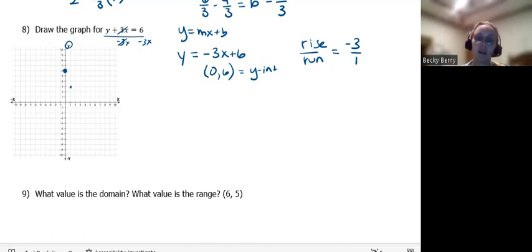Now you only need 2 points. If you have a very straight edge, you can connect those. If you want, you could count one more point. So down 1, 2, 3, and over 1. And that just helps you to line things up.